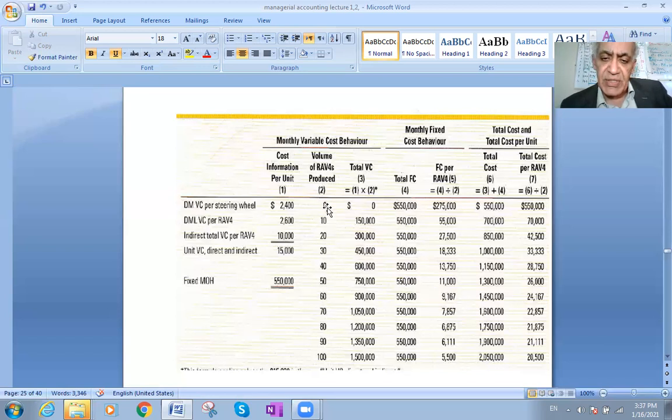The number of units was zero, and it came up to 100, and the variable cost was 150,000 and it came to 1,500,000. So all the variable costs are increasing because variable costs are related to the volume of production. I'm saying again, variable costs are related to the volume of production. Okay.